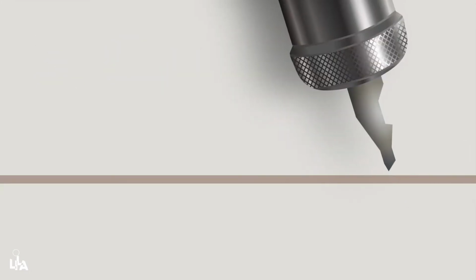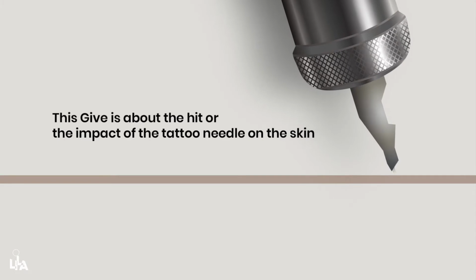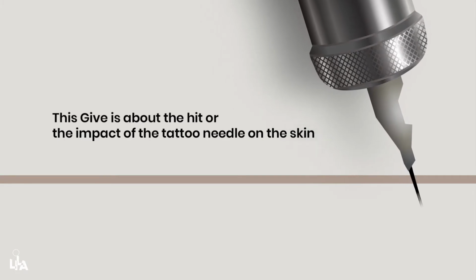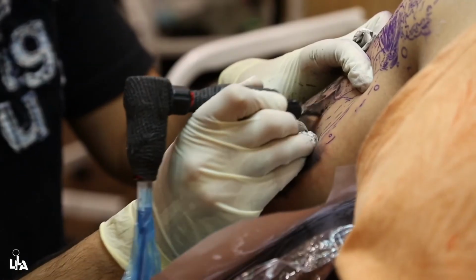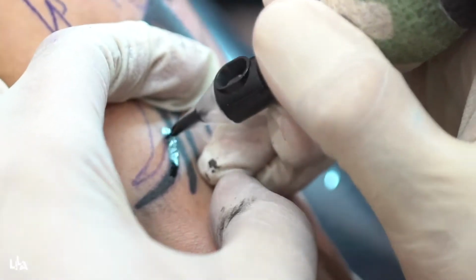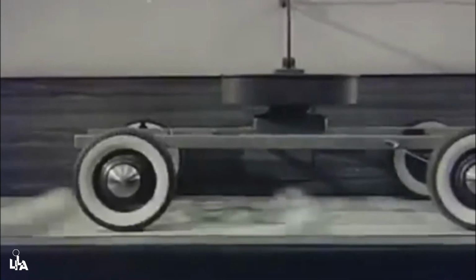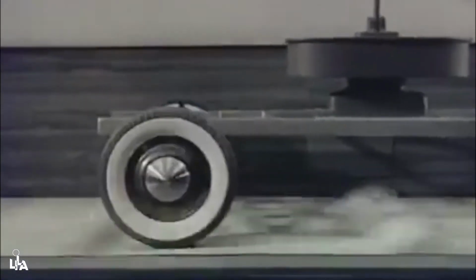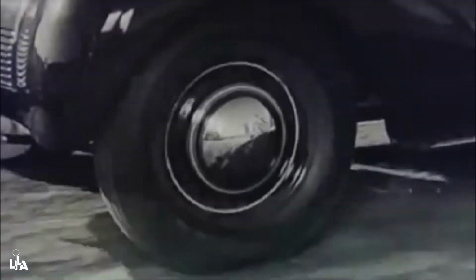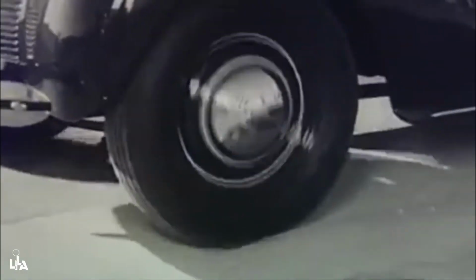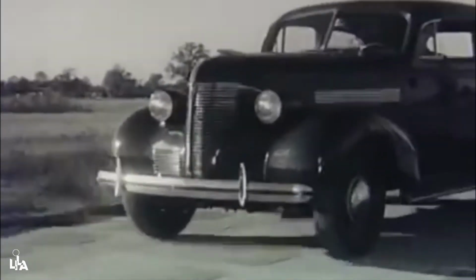Now let's look into the next property, the give. The give is about the hit or the impact of the tattoo needle on the skin. It defines the softness or the hardness of the hit of the needle. It is a very similar mechanism to the car or the bike suspensions, where the spring resists pushback from the road, which softens the hit of the bump.